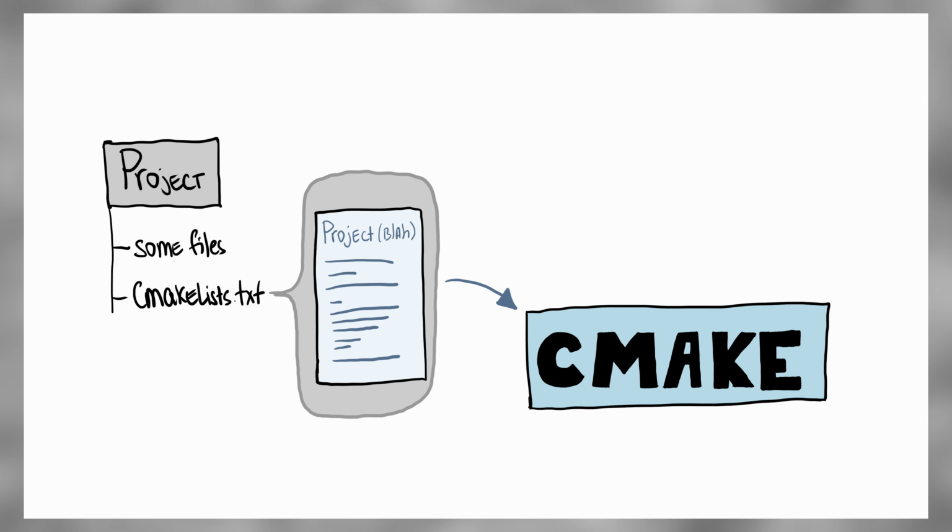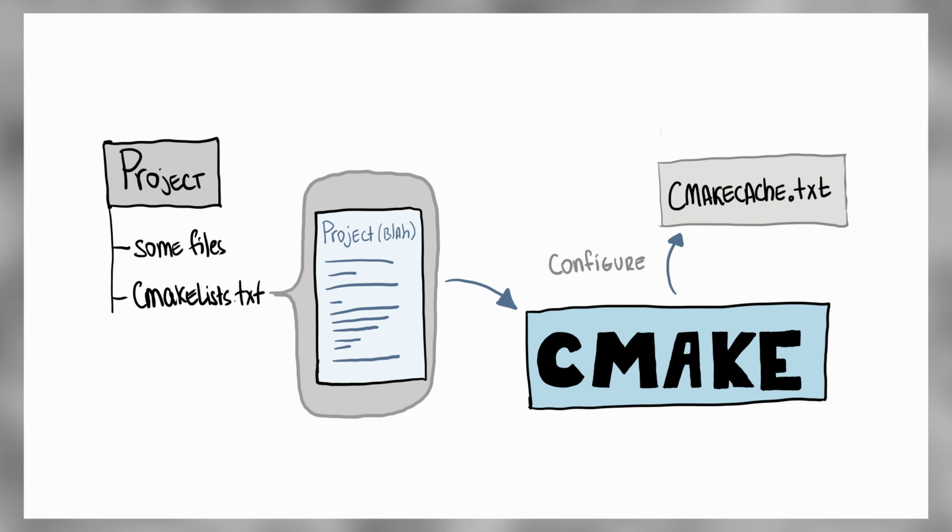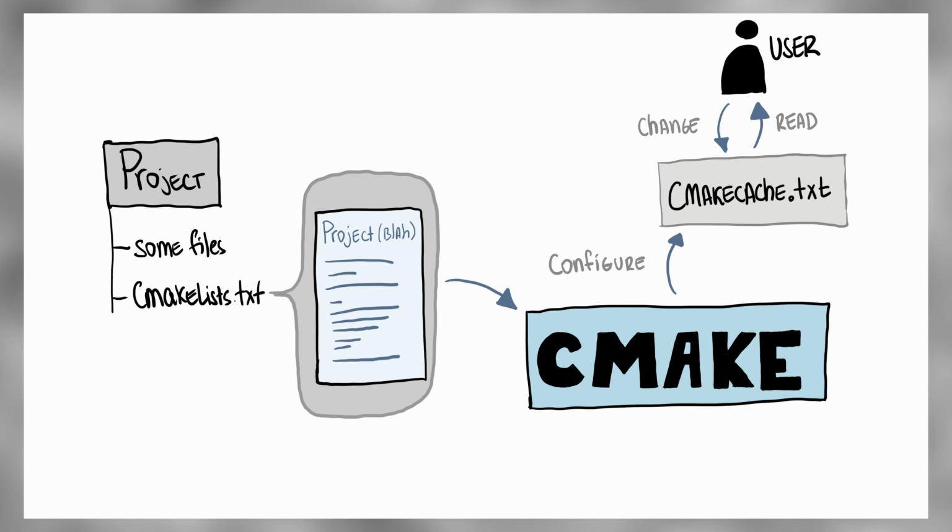CMake then does two things. The first one is called configuration, which reads all the variables found in the CMakeLists.txt and creates a CMakeCache.txt file with the values of all of these variables. It is called a cache. The reason this cache exists is for the user to be able to look at it and to potentially change some values in this cache.